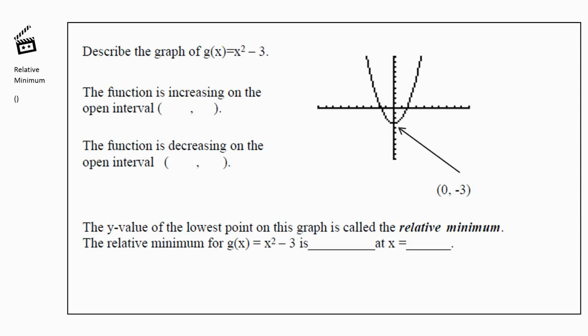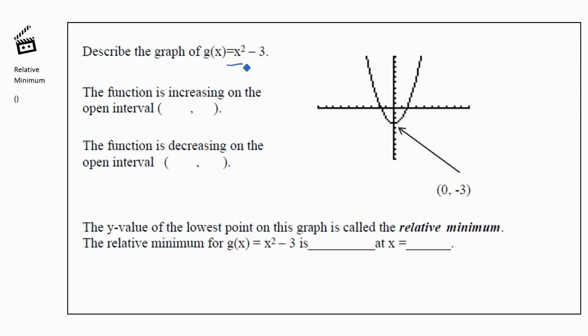Very similarly to what we just saw with a relative maximum, when we go from decreasing to increasing, we get a lowest point, and we call that a relative minimum. Okay, so a relative minimum happens when we go from decreasing to increasing. So let's look at this graph.